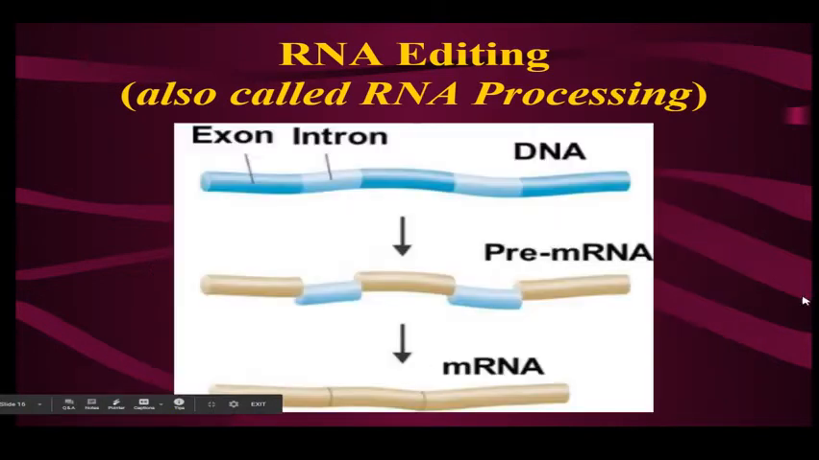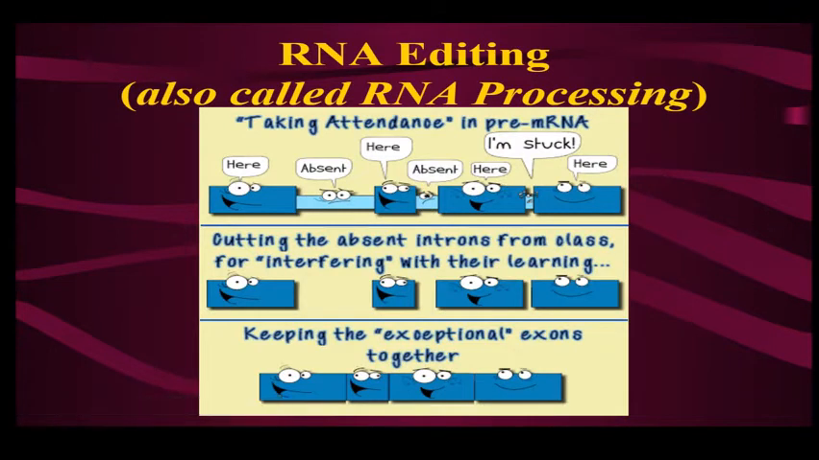So here we're seeing a sequence of DNA with some exons and some introns. In our pre-mRNA, we're going to have to cut out those introns and then splice the exons back together. Here's another way of thinking about it, where we've got our exons and our introns. We cut out the interfering introns, and we keep the exceptional exons together.